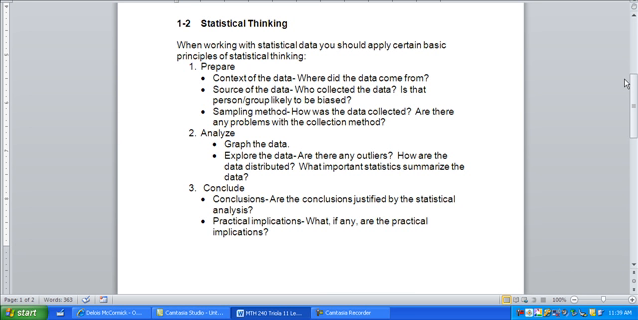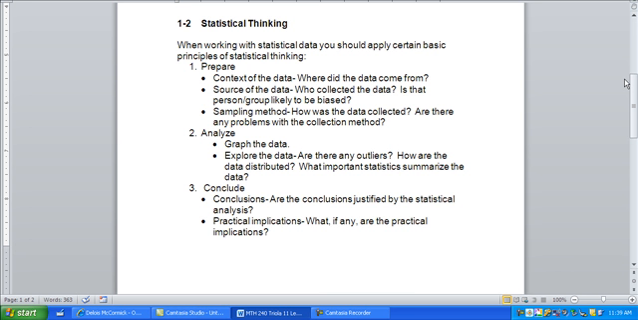So what we're trying to do in Chapter 1 is to begin to think statistically, so that we are critically thinking about the information presented to us, and we're deciding whether or not that information is something that we should pay attention to, or whether it's biased and not really something that we need to consider. So when we're working with statistical data, you should apply certain basic principles of statistical thinking. And the first part is to prepare.